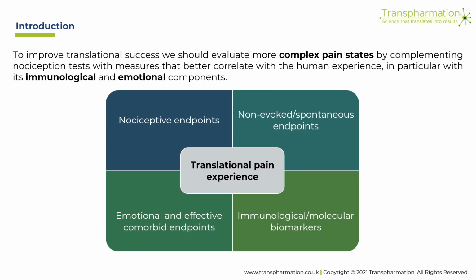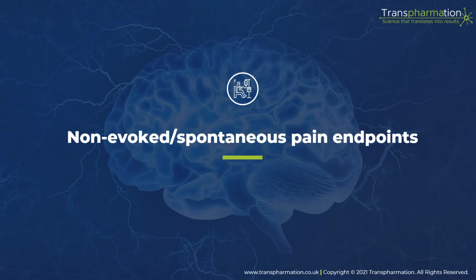To improve this translational success, we propose to evaluate more complex pain states that involve not only the nociceptive endpoints, but also non-evoked or spontaneous endpoints, emotional and affective comorbid endpoints, and also immunological and molecular biomarkers. I'll show you some examples of what these tests can be.